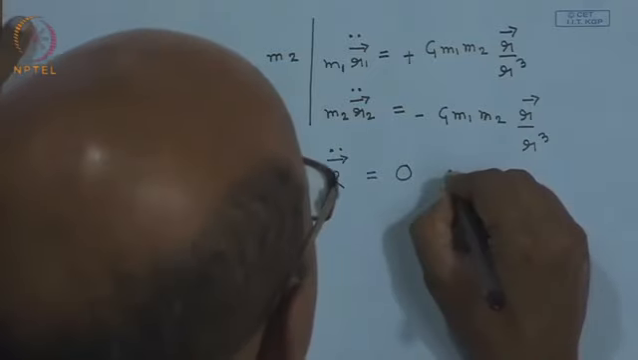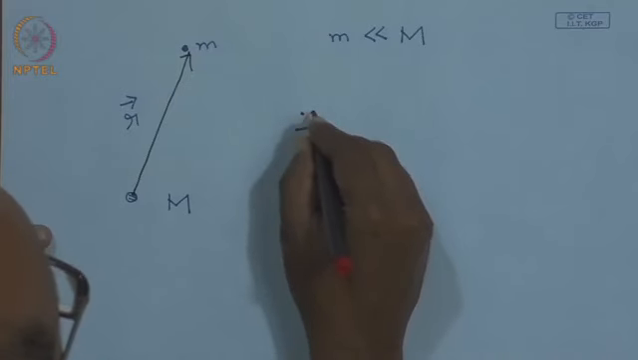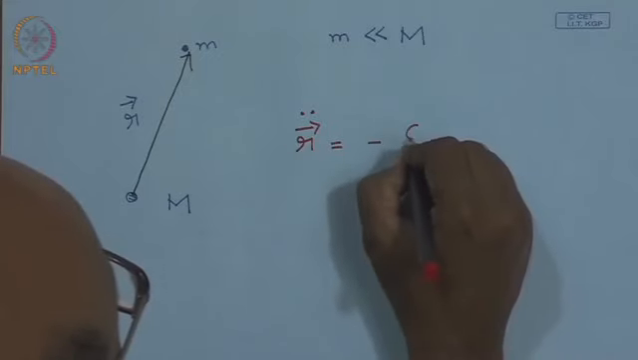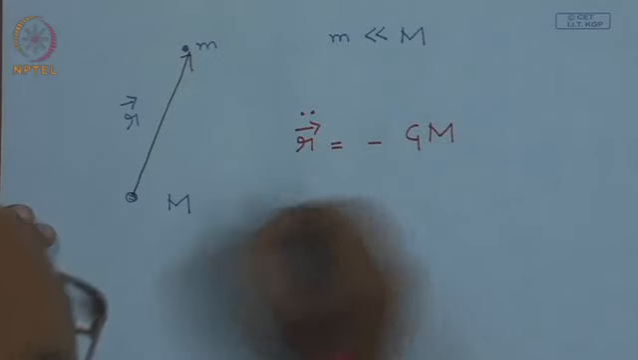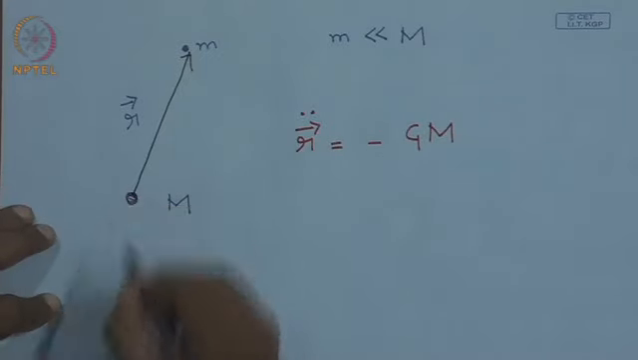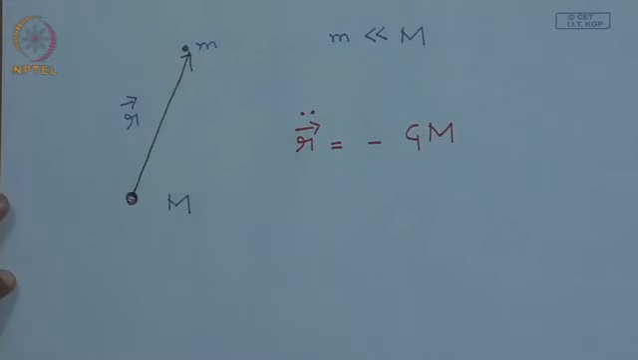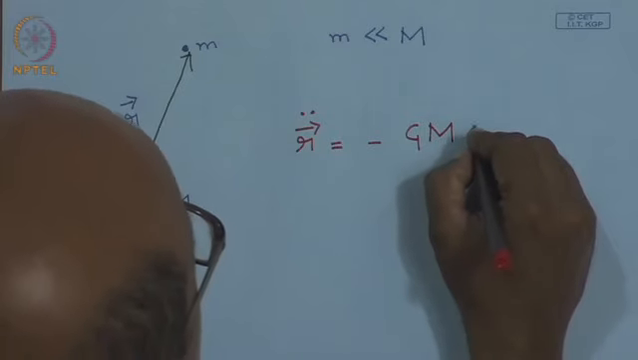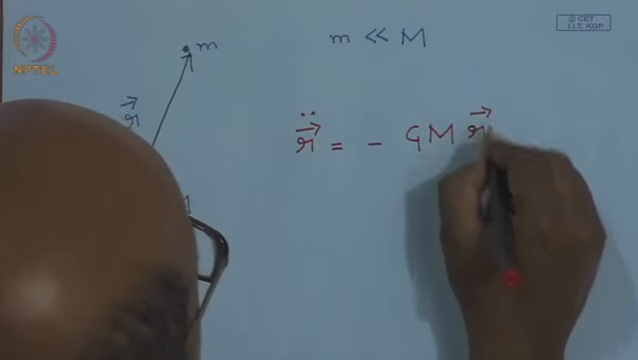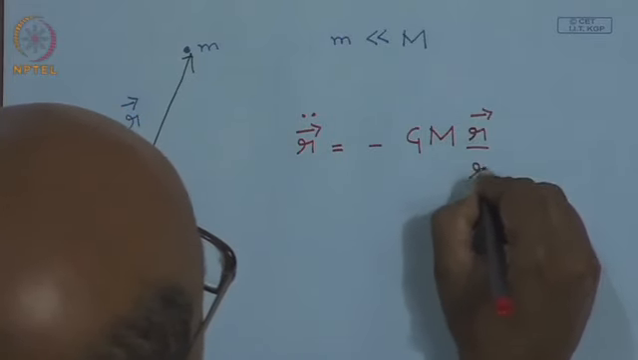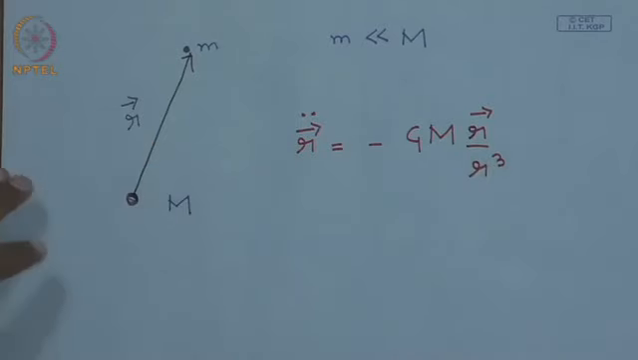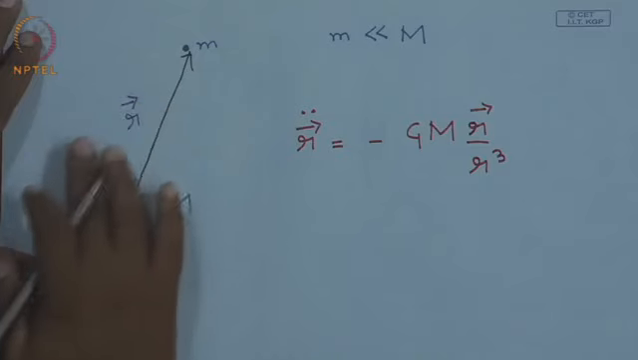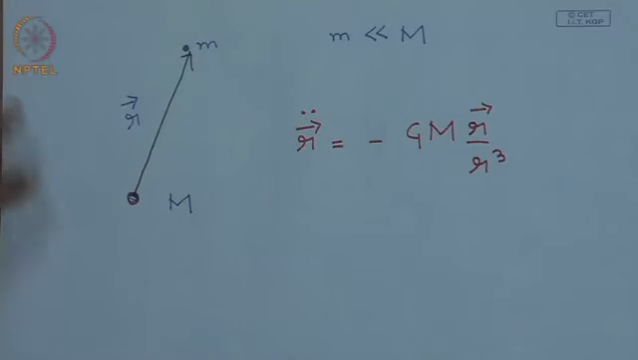So, this is like a free particle. For the test particle, r double dot, the acceleration of the test particle, is equal to minus G M, where M is the mass of the object that is exerting the gravitational force, minus G M by r square, and I write it as the vector r by r cube. So, this is the 1 by r square law. This is the motion of a test particle around a very massive gravitating object.